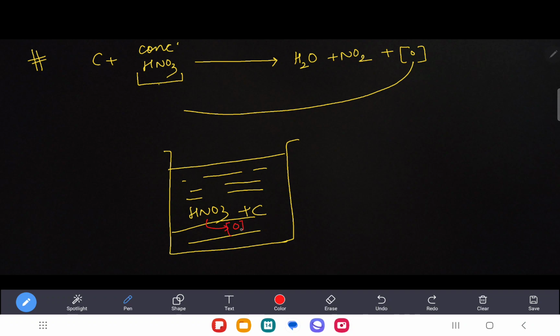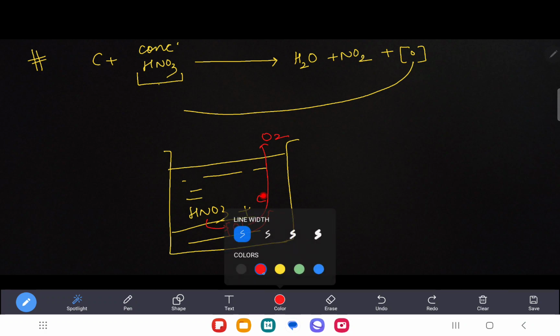And that nascent oxygen, I hope you're understanding, will combine with oxygen, because otherwise, if no carbon would have been there in the beaker, that oxygen would come out in the form of O2 gas, because two oxygen atoms would then combine and form O2 gas. Do you understand? But since there is carbon in the beaker, that oxygen will combine with carbon.